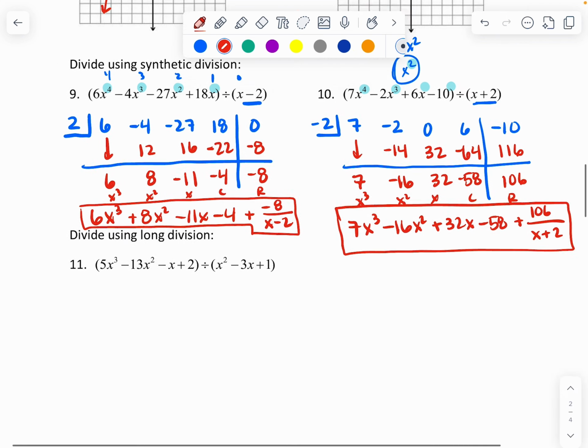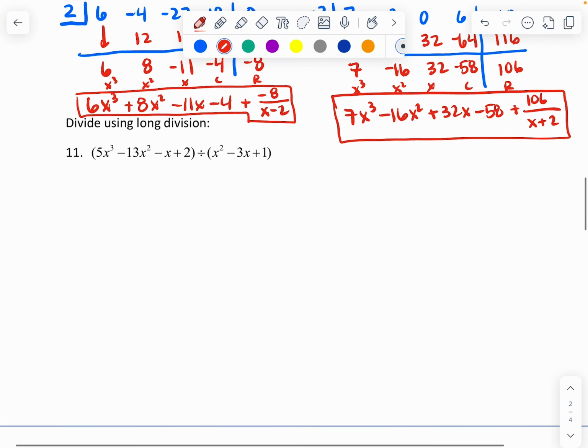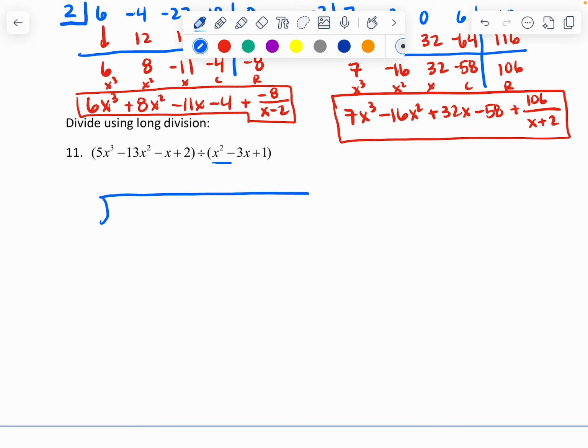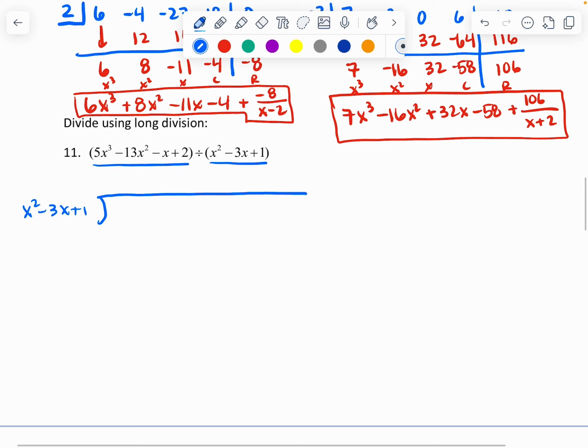All right, number 11, divide using long division. Okay, so let's set this guy up just like we did in like 5th grade. So this guy's going to go on the outside, so you're going to get x squared minus 3x plus 1. And this guy's going to go on the inside, so you get 5x cubed minus 13x squared minus x plus 2. Okay, and remember when we do this, we always want to look at the leading terms, right?